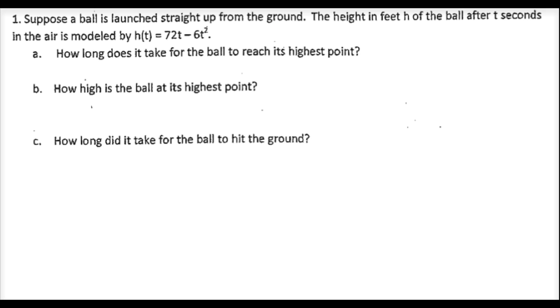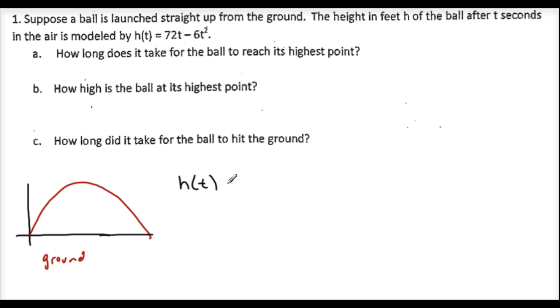Alright, so first, let's get an image of what's going on here. We have a ball being launched in the air from the ground. Here's my ground. The ball is being launched and reaches the ground again elsewhere. The height in feet is h. My equation is h of t equals 72t minus 6t squared.